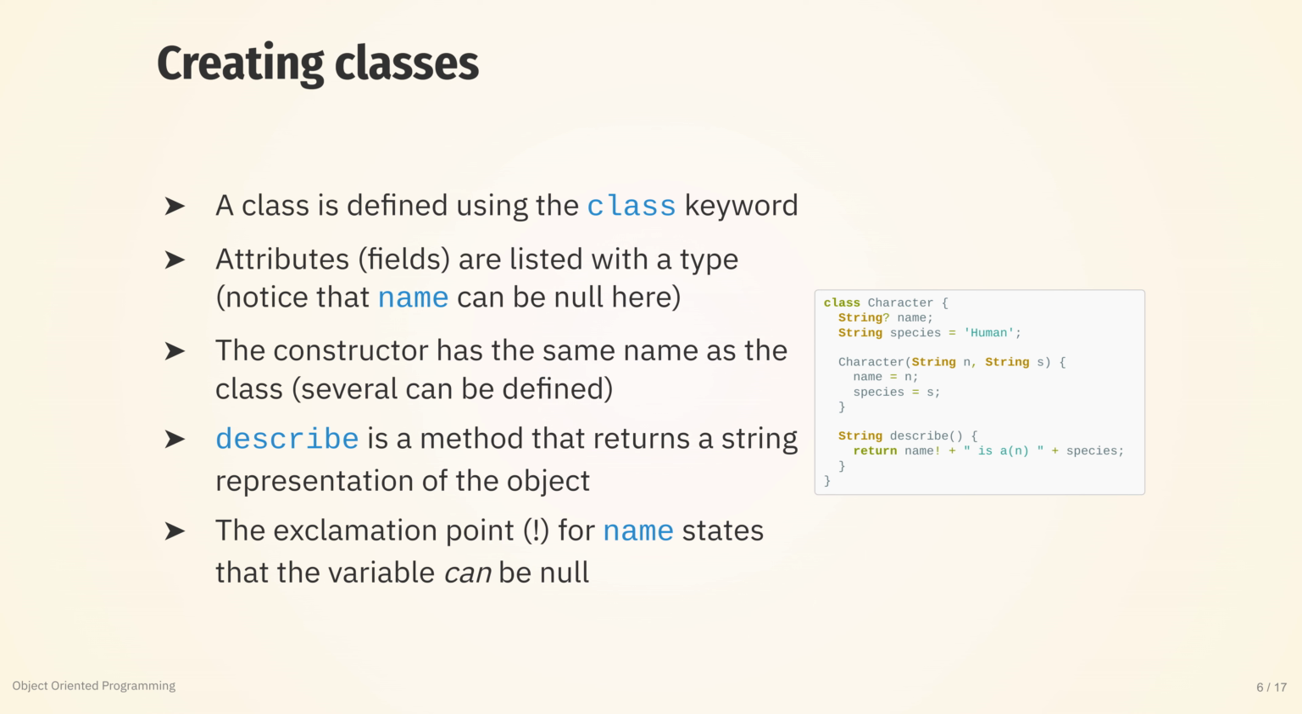And as name is nullable, this means that we need to have this exclamation point in order to say that this variable can be null when we print it out.